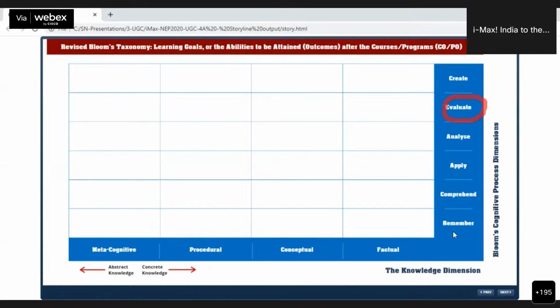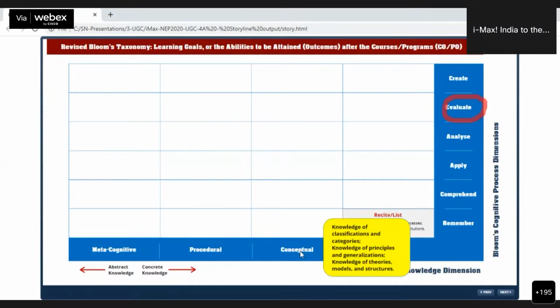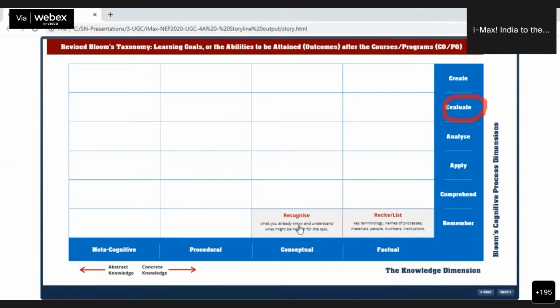and metacognitive knowledge. Now, you can see that a student who can remember factual things can ultimately only recite or list. That means key terminologies or names of processes, materials, people, numbers, institutions, instructions, and so on. They can only remember the factual thing. But those who remember the conceptual can at least recognize between 2-3 things. And for procedure, they can recall.